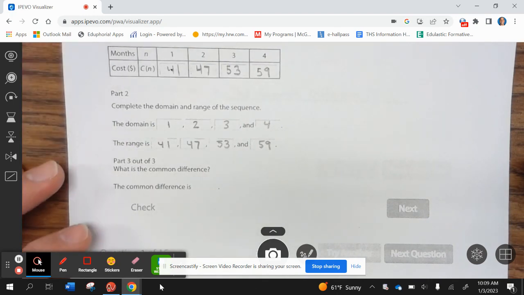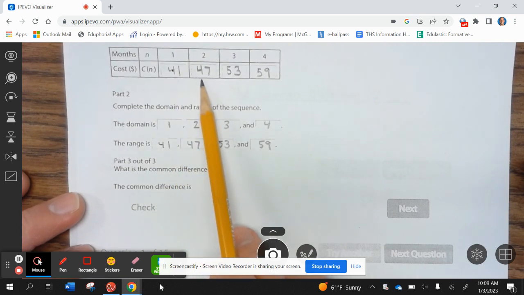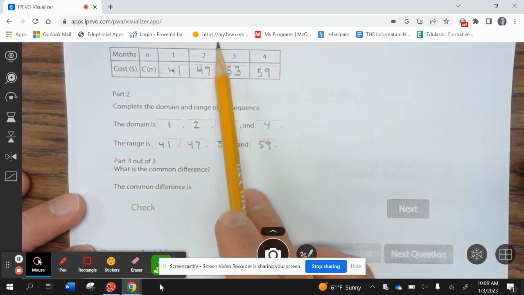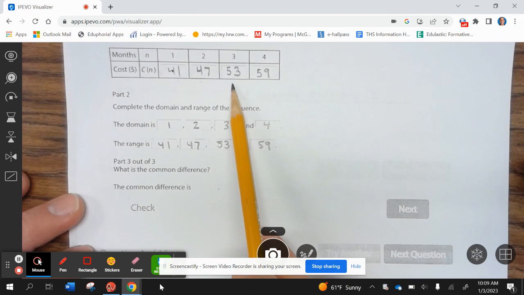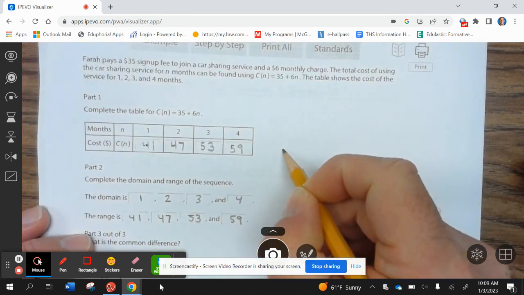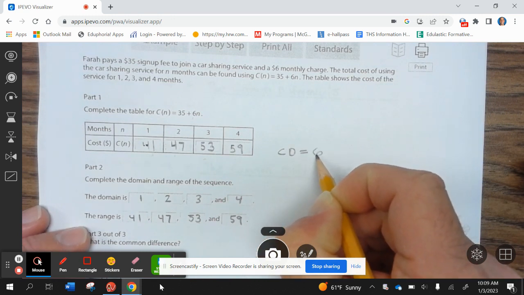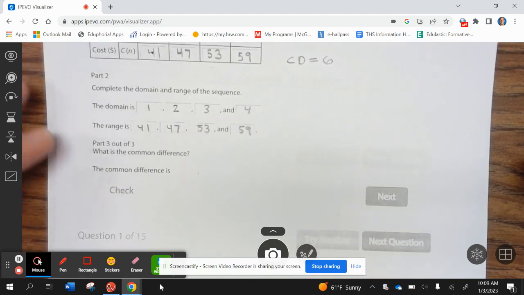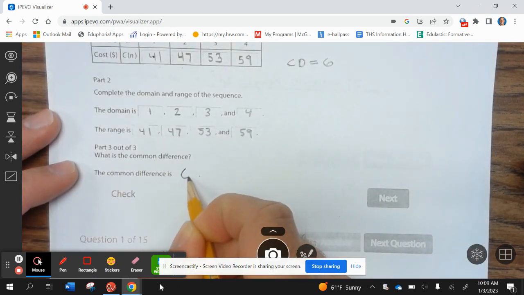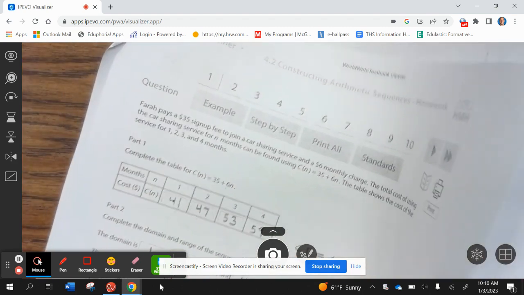All right, now to find the common difference, we have to figure out what we're adding each time. And we can see here that 41 plus 6 is 47, 47 plus 6 is 53. And so our common difference equals 6. So common difference is 6. All right, let's take a look at the next example.